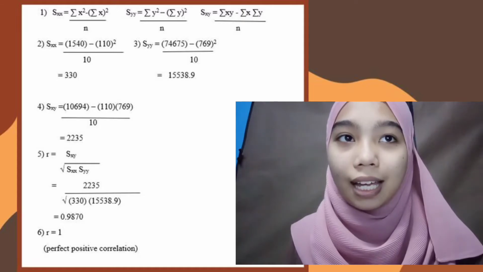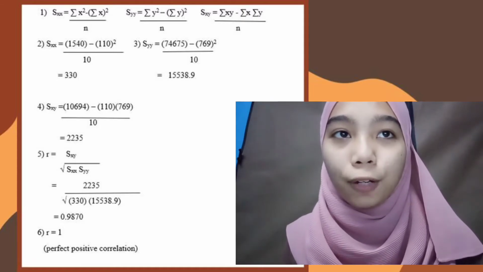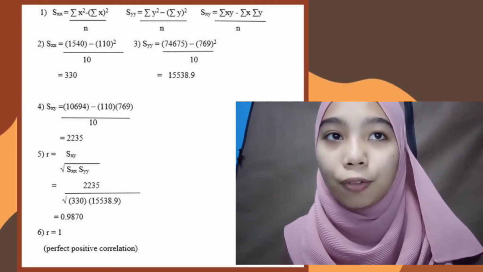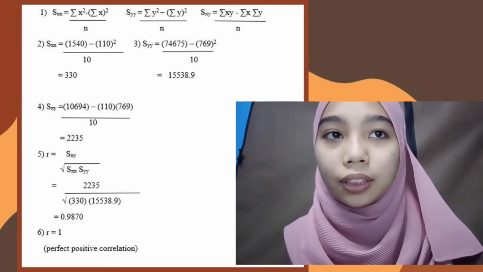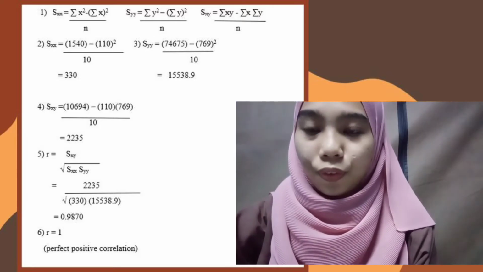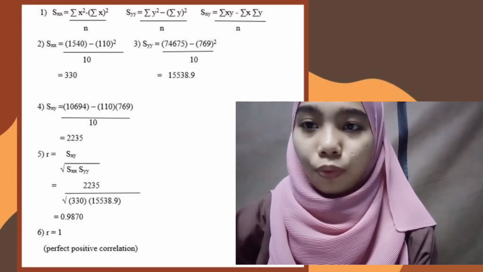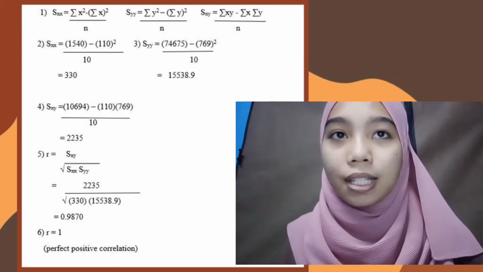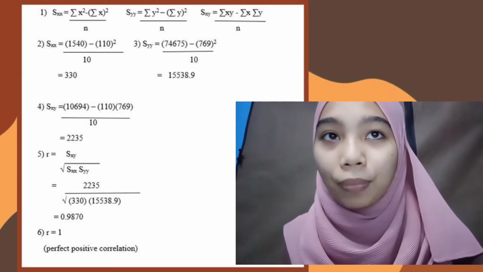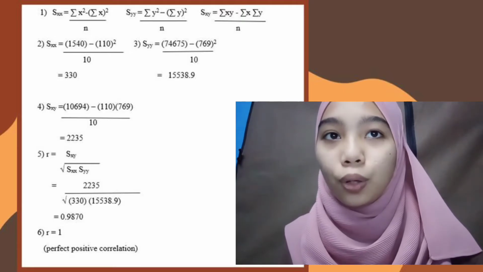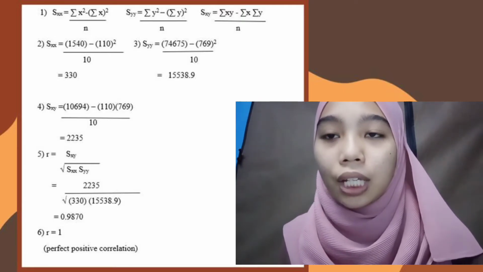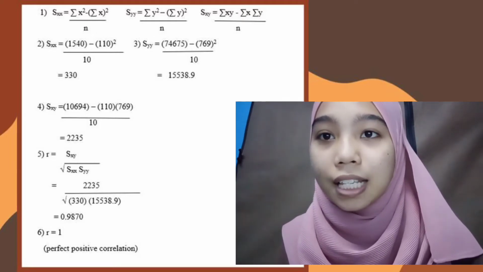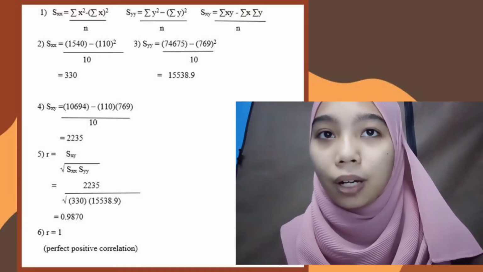So Sxx = 1540 minus 110 squared divided by 10. So we got 330. For Syy, we use the formula Syy = summation y squared minus (summation y) squared divided by n. So we got Syy = 74675 minus 769 squared divided by 10.